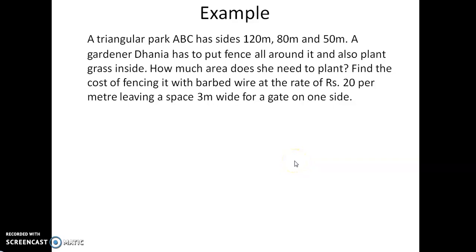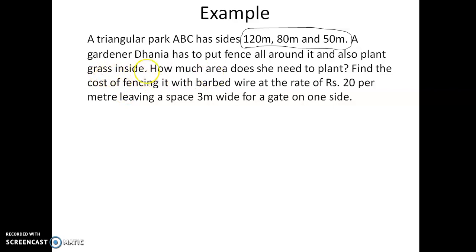Let us continue the slides now. So in this example, a triangular park is given, right? The lengths of the sides of the triangular park are 120 meter, 80 meter and 50 meter. The gardener has to put a fence all around it and also plant grass inside.